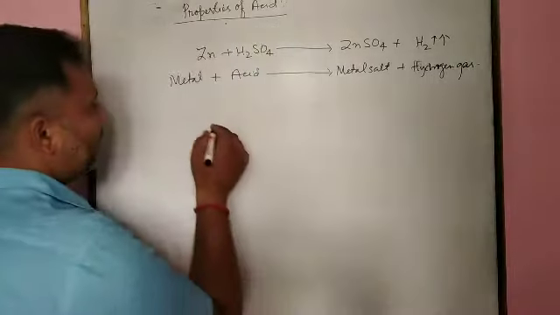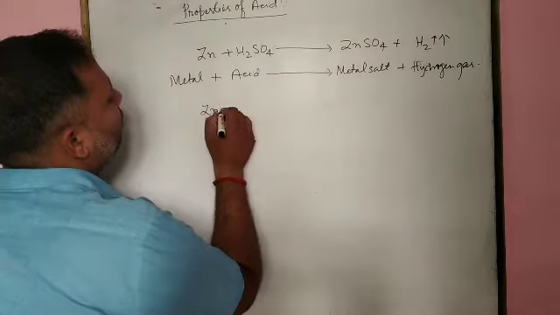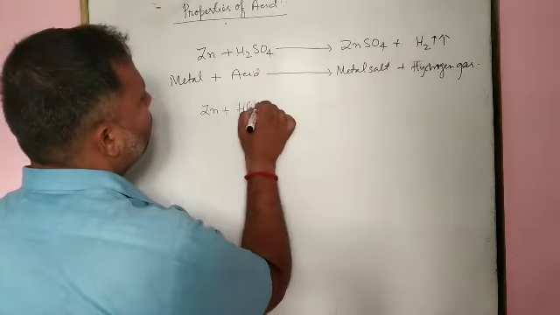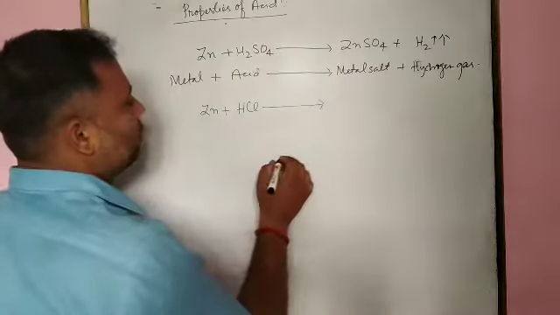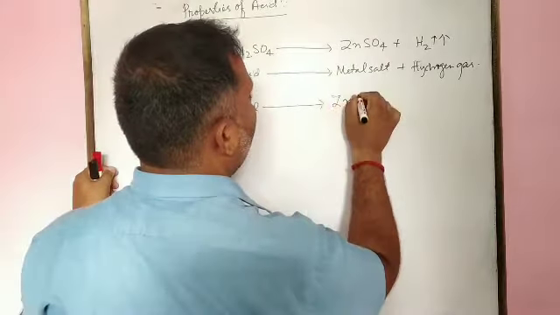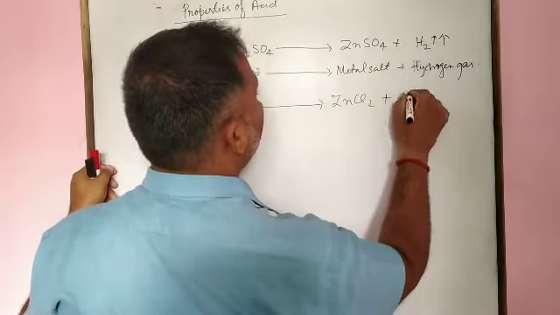We have the next example. When zinc reacts with hydrochloric acid, HCl, it forms ZnCl2 plus H2.